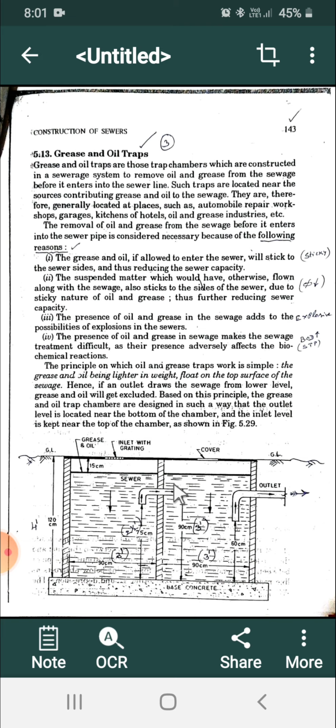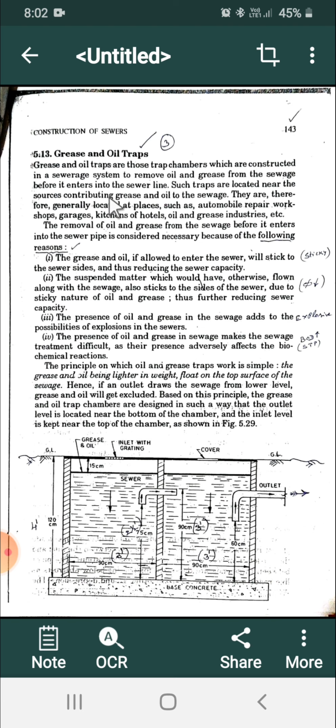We want to lay the pipeline, the sewer line, which will carry sewage. While carrying, to protect this and make the flow easy to reach the sewage treatment plant, STP, we provide these appurtenances. In the last class we started with manholes and the types of manholes, and then catch basins. Now today I will tell you briefly about grease and oil traps.